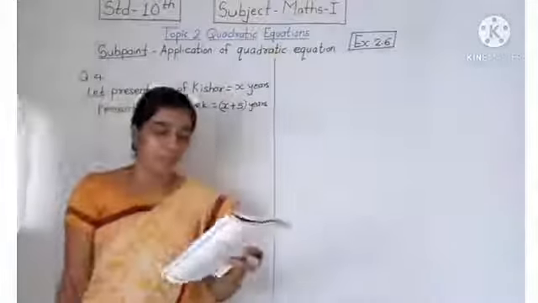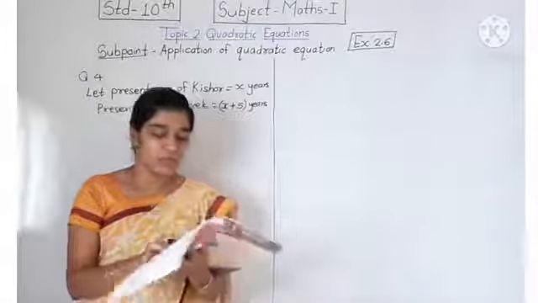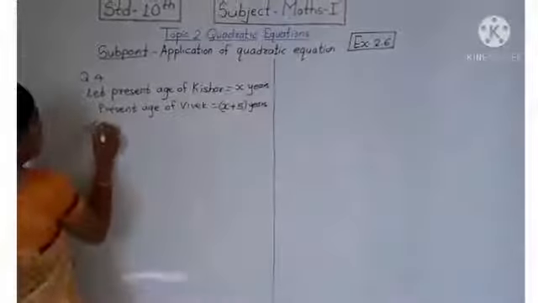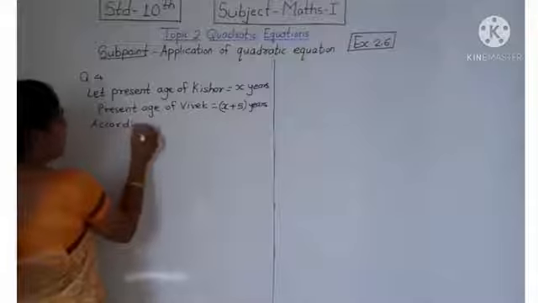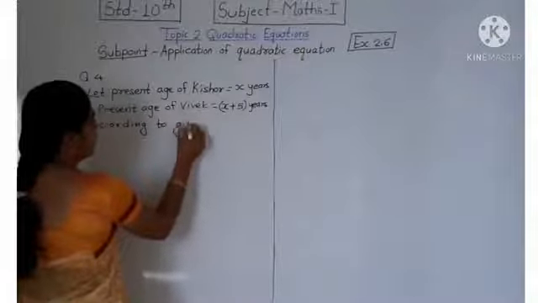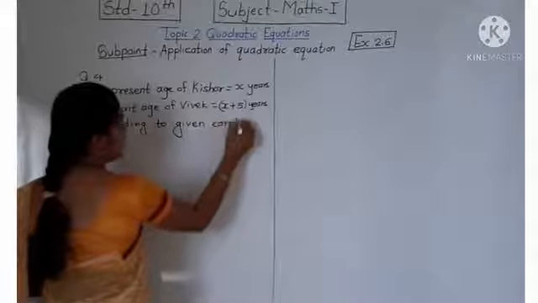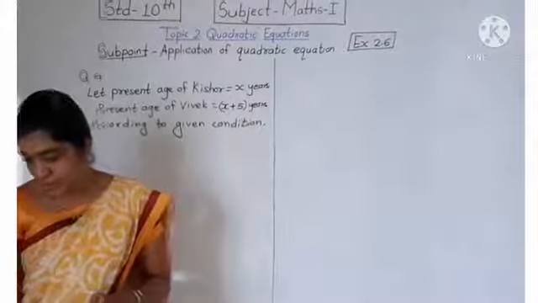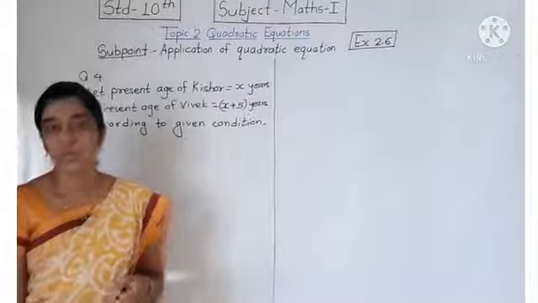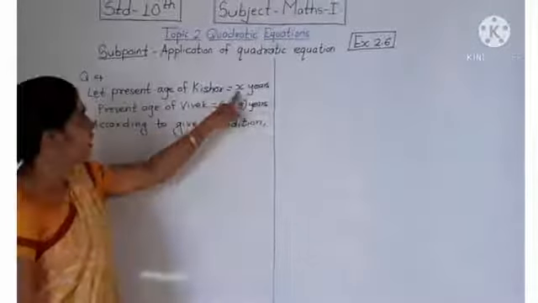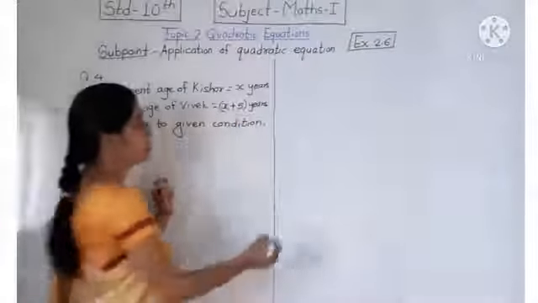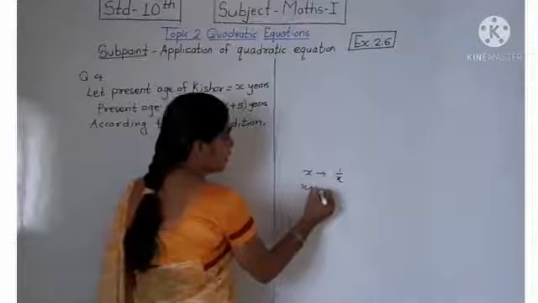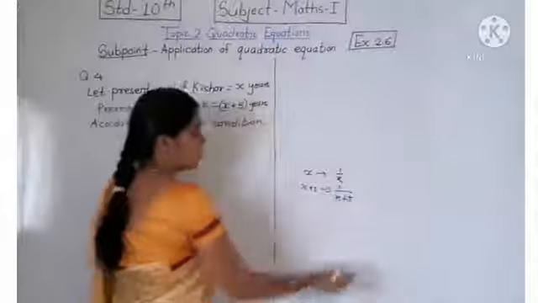Okay, understand? And what is the condition given? The sum of the reciprocals of their ages is 1/6. According to the given condition, read carefully, what is the condition given? The sum of the reciprocals of their ages is 1/6. Today's Kishore is x. Its reciprocal is 1/x. And the reciprocal of x plus 5 is 1/(x plus 5).